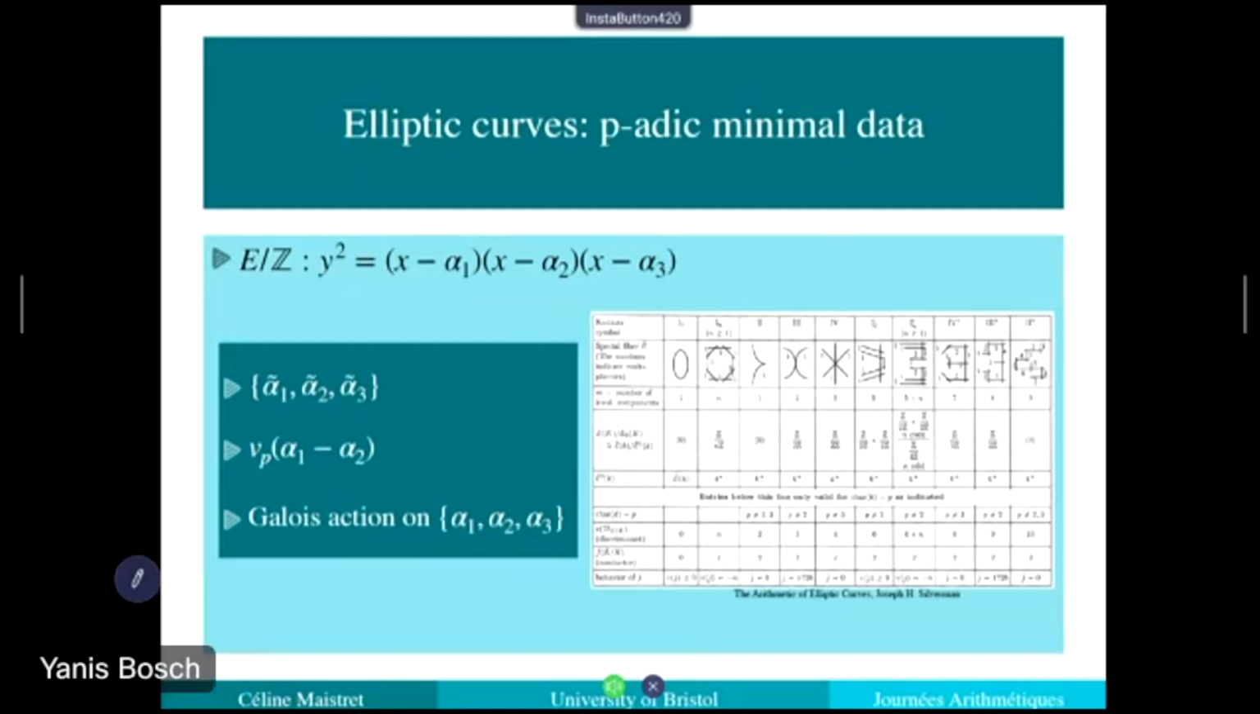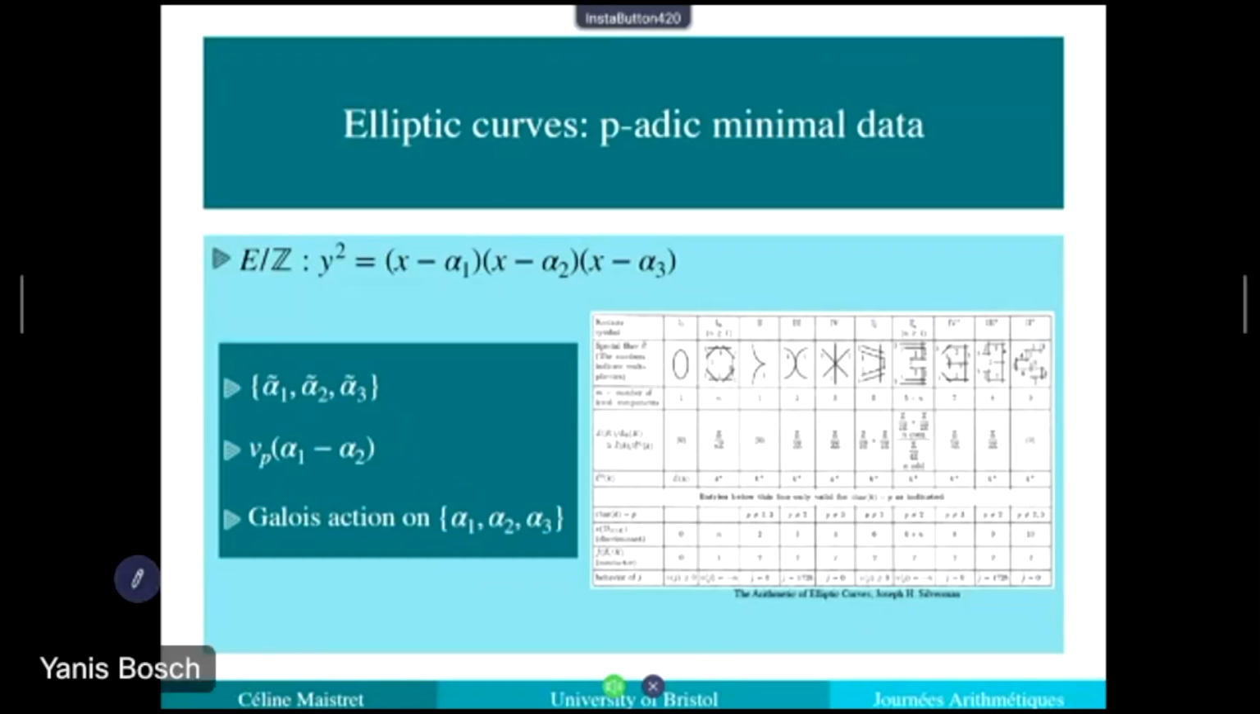And if you want to completely understand the local behavior of your curve, you need to understand in which column you sit, and also you need to understand a few more elements, namely, in this case, you'd like to understand what n you have. And to do this, again, I will claim it, but the minimal data that you need to know exactly the local behavior of your curve is, as we've seen, the reductions of the roots, but you also want to understand the valuation of their difference. This is what will give you the little n that is here.